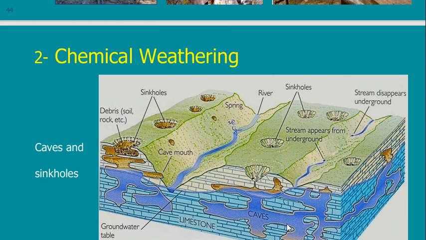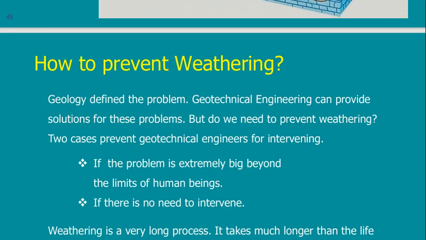Caves are what is happening inside. Sinkholes are the surface effect of the surface of the cave falling inside. If I have a big cave like this, and the surface collapses, it will result in a sinkhole. So this is a good photo summarizing what is happening in chemical weathering.